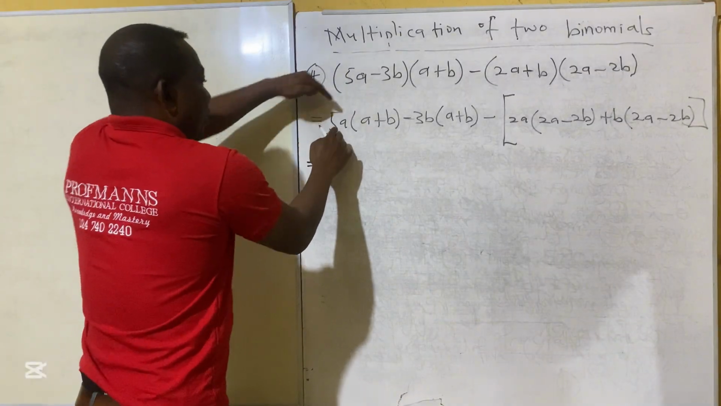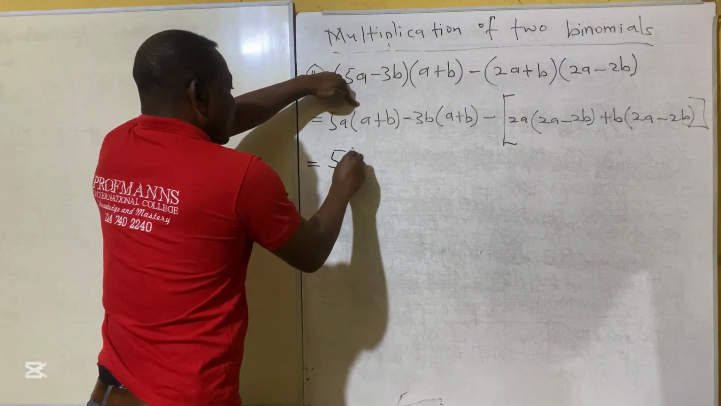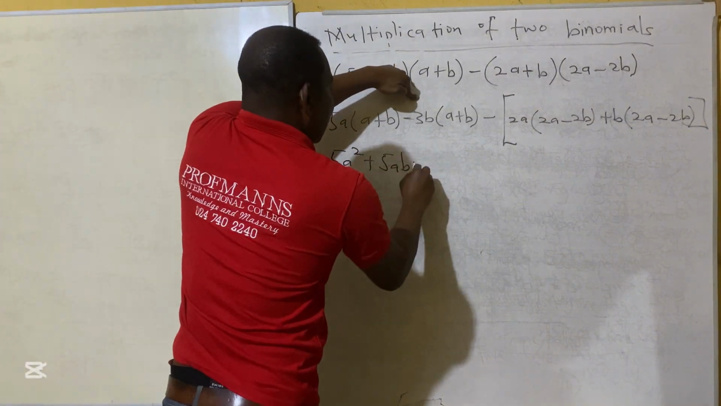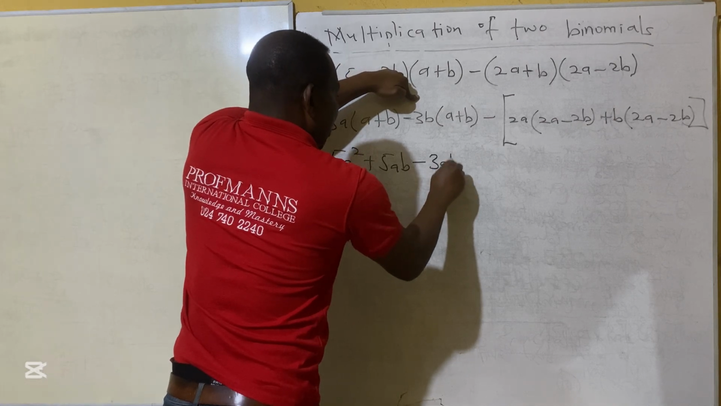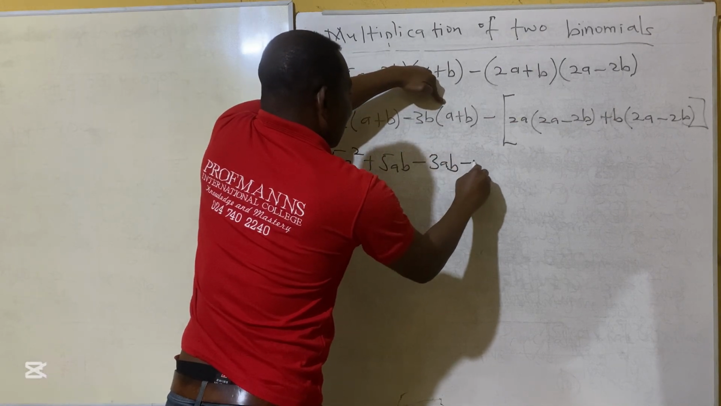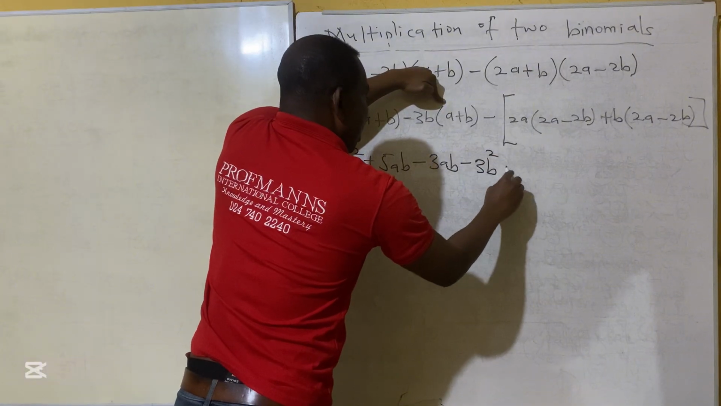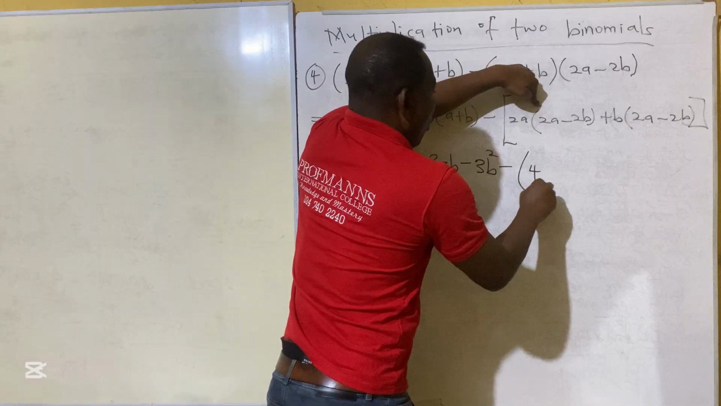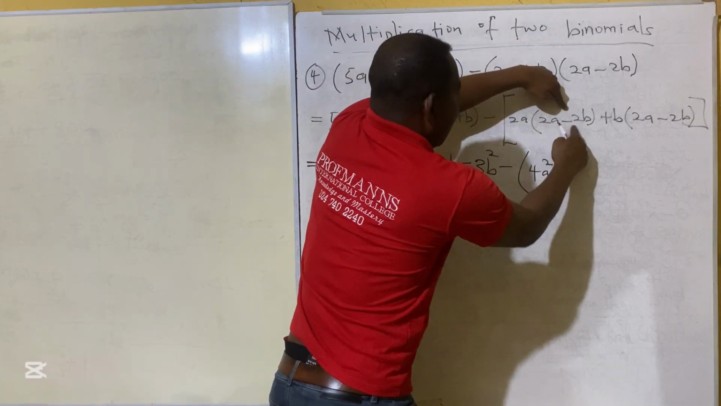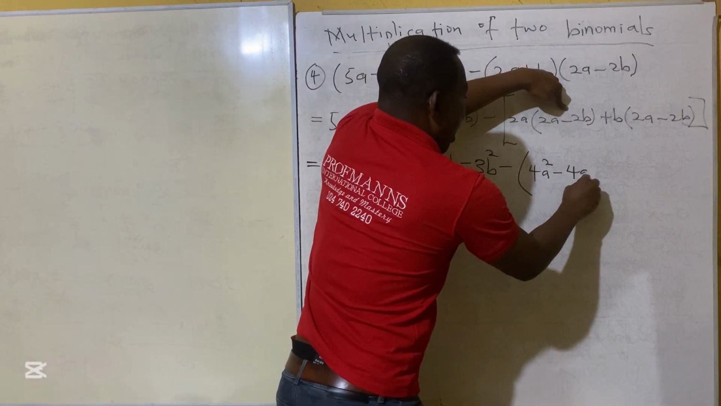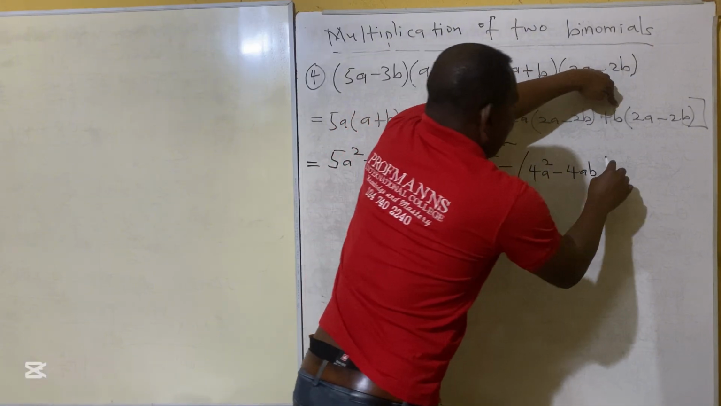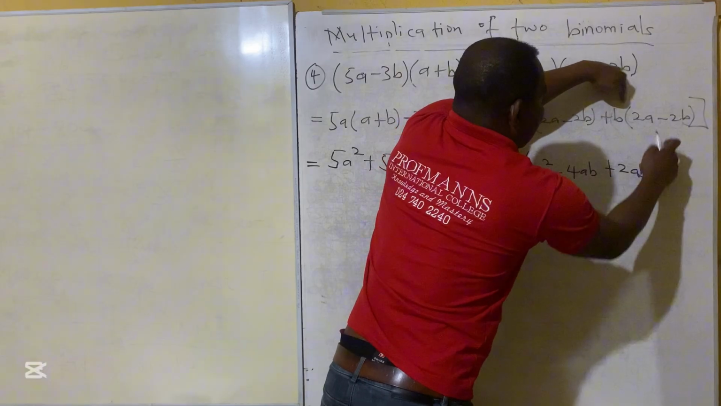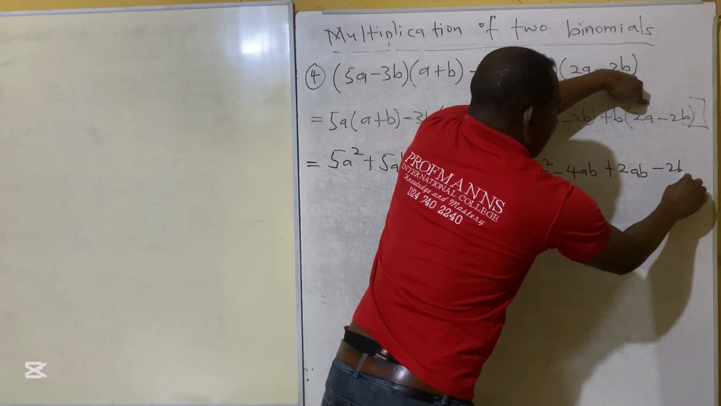We have this times that gives us 5a squared plus 5ab. This times this gives us minus 3ab. This times this gives us minus 3b squared. And then minus, we introduce the bracket. This times that gives us 4a squared. This times that gives us minus 4ab. This times that gives us plus 2ab. This times that gives us minus 2b squared.